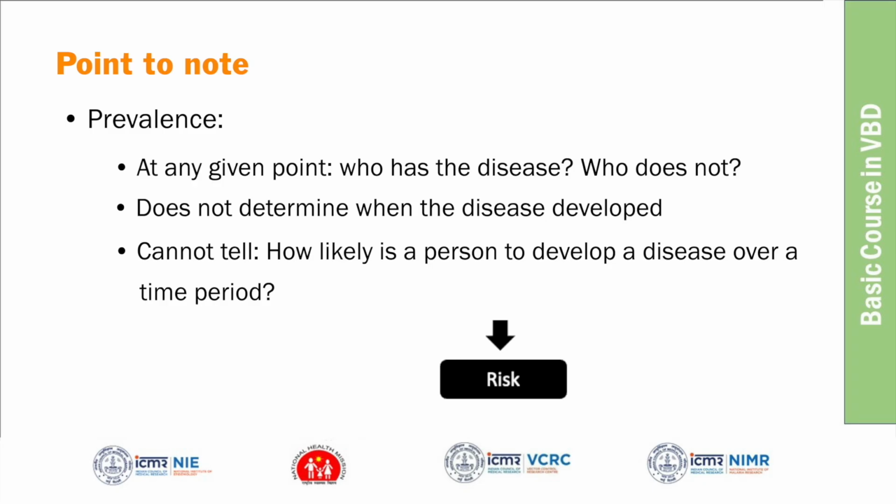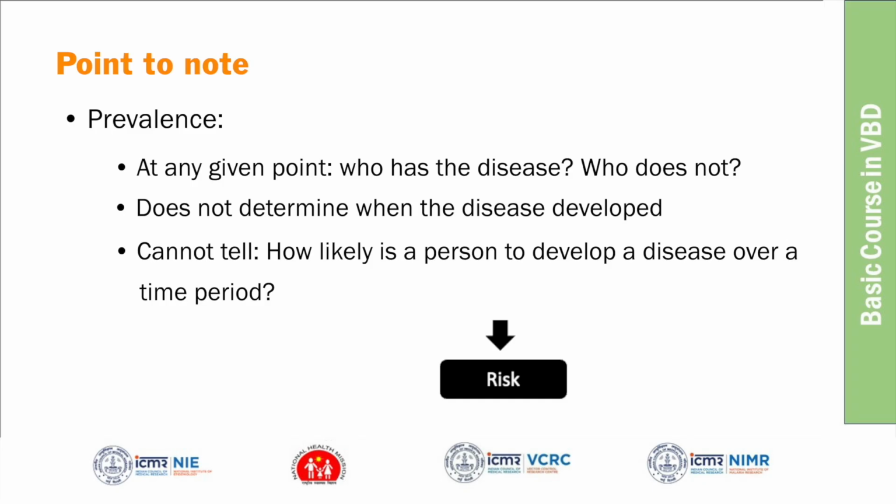But if you want to know when the disease developed, or if you want to know how likely a person who is without disease today will develop disease at a later time point, then prevalence cannot help you for that. So if you want to answer the question, how likely is a person to develop a disease over a period of time, then you are asking a question about what is the risk of development of disease. And to answer the question of risk, you need to have data about incidence or you need to have follow-up data. So prevalence can give you burden of disease at any given time point.